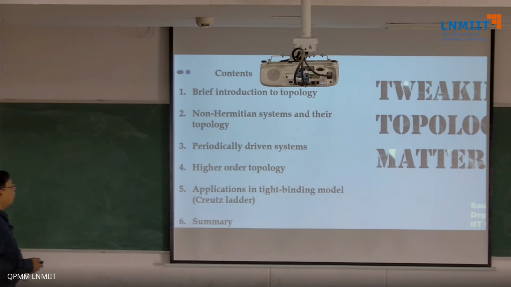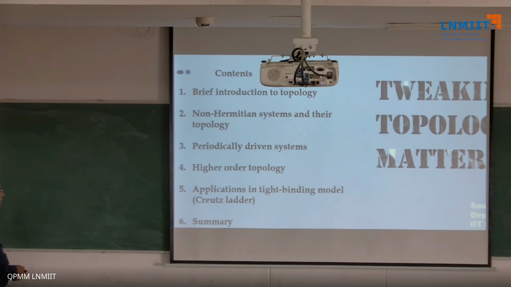So this is one of the tweakings: making a topological system non-Hermitian, or driving the topological system using these periodic drives. We'll talk about crystalline topology, or what happens when you take into account the crystallinity of these crystal lattices, the crystal properties. It gives rise to higher order topology. And finally, we'll have some applications in the tight binding model.